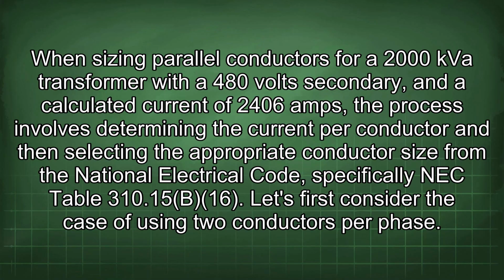When sizing parallel conductors for a 2000 kVA transformer with a 480 volt secondary and a calculated current of 2406 amps, the process involves determining the current per conductor and then selecting the appropriate conductor size from the National Electrical Code, specifically NEC Table 310.15(B)(16). Let's first consider the case of using 2 conductors per phase.